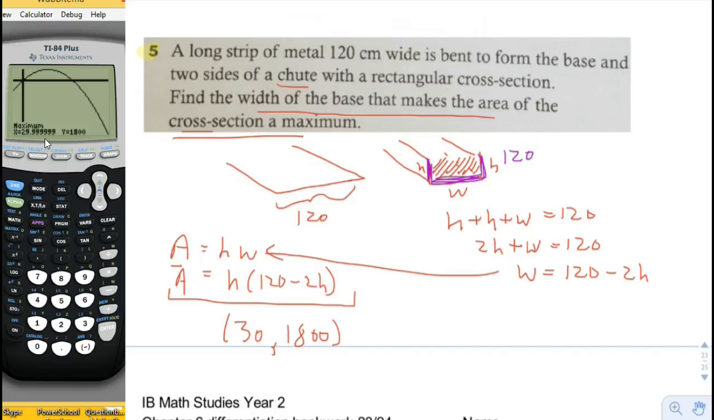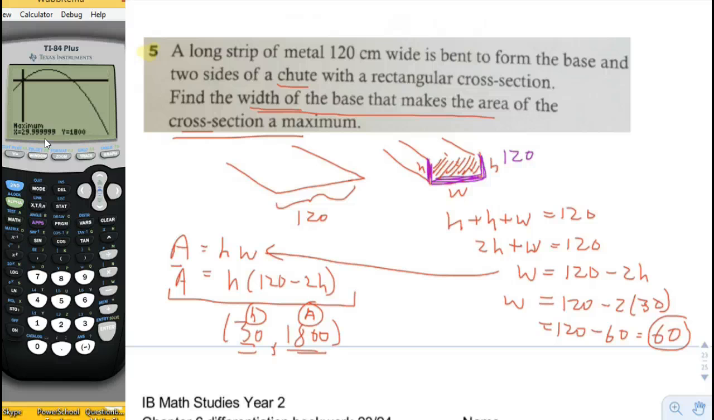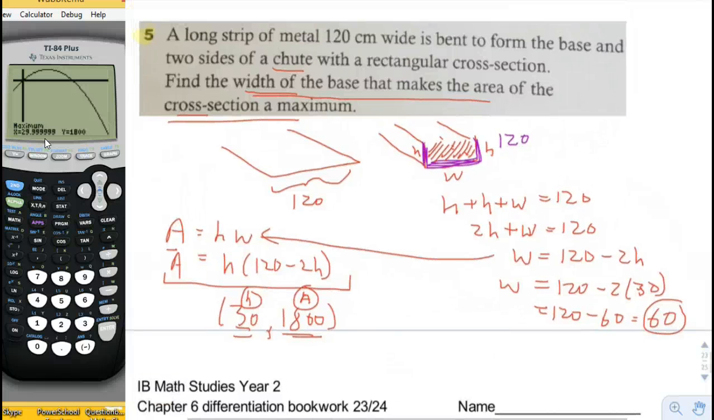Now what is the 30? The 30, remember, is H, and the 1800 is area. So it says find the width of the base that makes the area of the cross-section a maximum. So we know that the maximum cross-section is 1800, and we know that the H of 30 makes it maximum. But what value of W makes it maximum? So we can find that with this equation here. We can put 30 in for H, and then we get 120 minus 60 equals 60. So the width that makes it maximum is 60. And that is the end of this section.